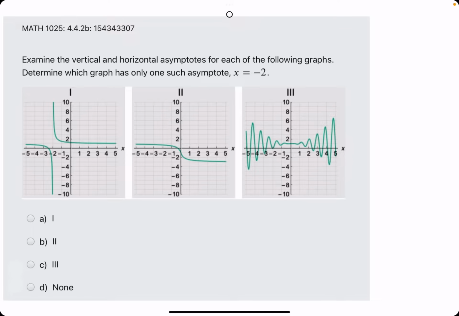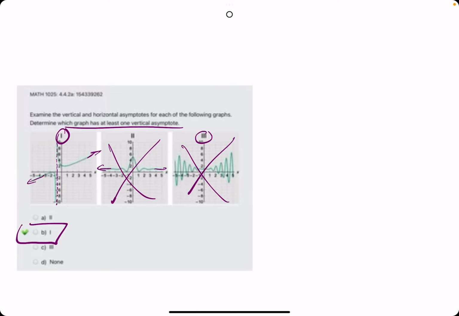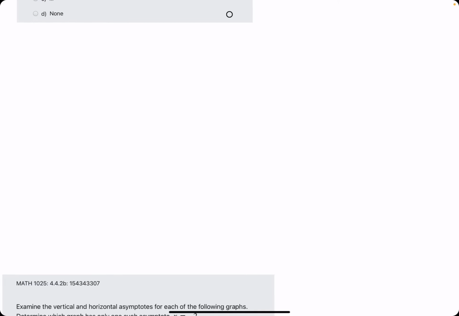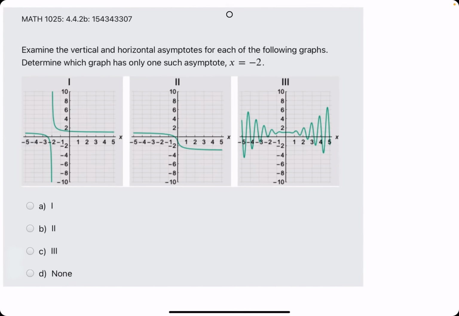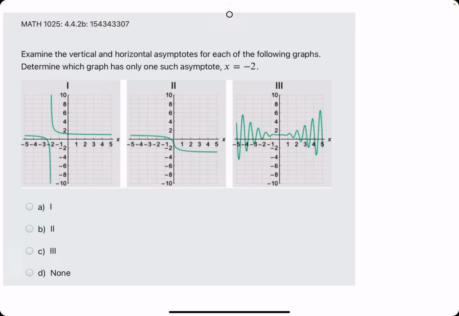Okie dokie. This problem is very much an extension of 442A, so feel free to check out that video or master those problems first before moving on to this one. This one asks, determine which graph has only one such asymptote, and that is x equals -2.